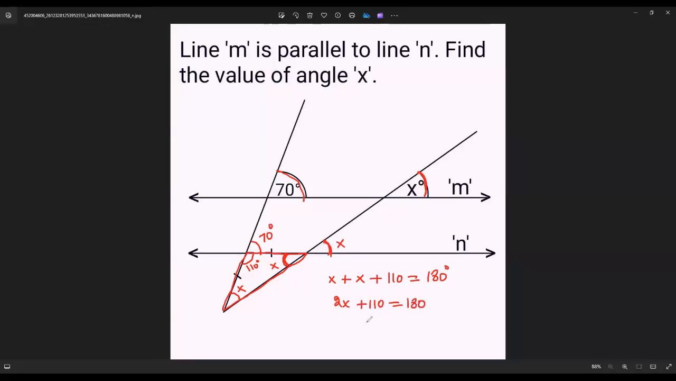Now to solve for x, I have to subtract 110 from both sides. When I do so, this 110 will cancel out, and 2x equals 180 minus 110, which is 70. Now to solve for x, I have to divide both sides by 2. This 2 will cancel out. 2 goes into 7 three times, and 2 goes into 10 five times, so 70 divided by 2 is 35. Finally we get x equals 35. So the value of angle x is 35 degrees.